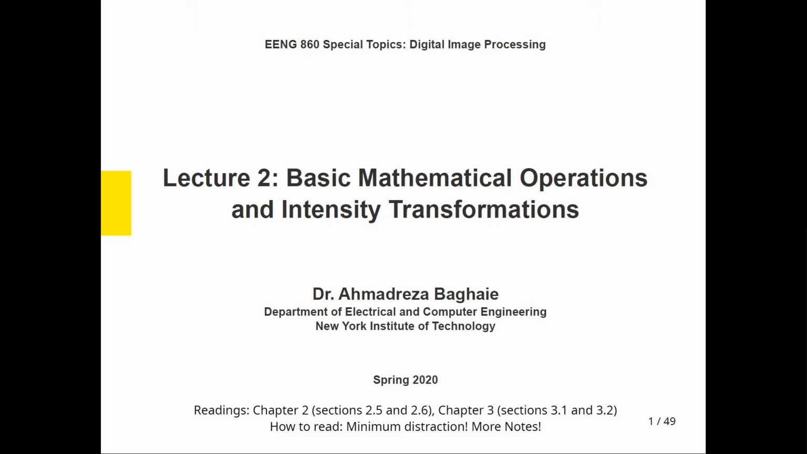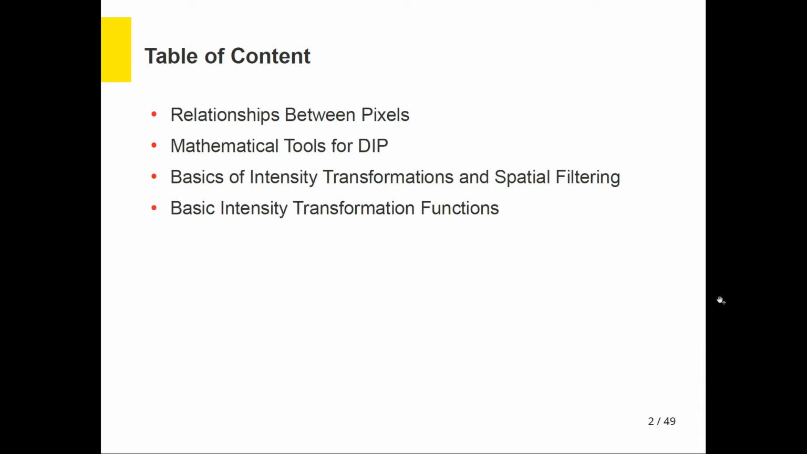Welcome to the second lecture of the digital image processing course. In this lecture, I first talk about some of the basic relationships between pixels in an image. Then I will introduce some of the mathematical tools that are commonly used for digital image processing. Then we will go over the basics of intensity transformations and spatial filtering. And finally, I introduce some basic intensity transformation functions.